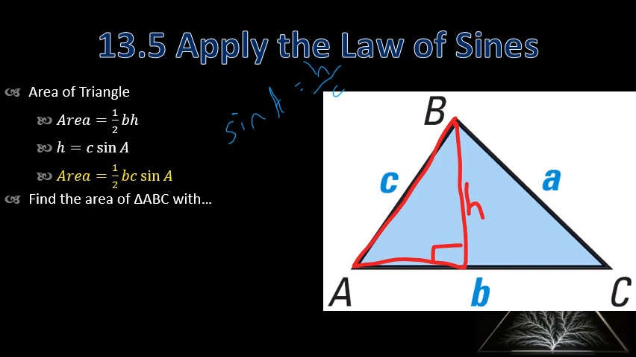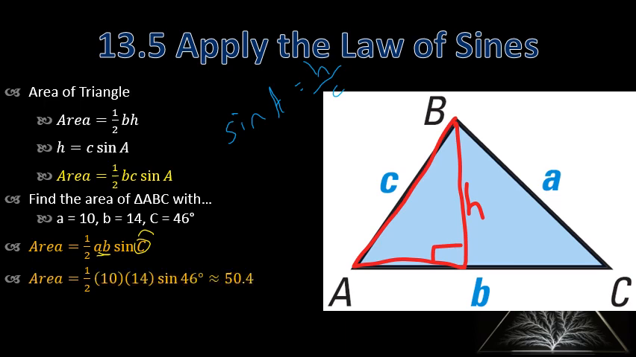Or you could use any of the angles. It's just whatever the angle is, the other two sides are there. So it'd be 1/2 AB sine C, or 1/2 AC sine B. So find the area of a triangle with A is 10, B is 14, C is 46. So as long as you have an angle and the other two sides, it'll be 1/2 AB sine C. Fill in the numbers, the 10, the 14, and the 46. Run it through your calculator. Area is 50.4.